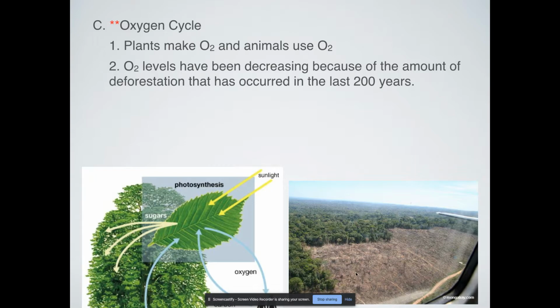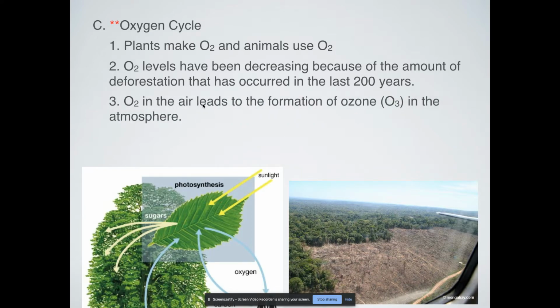And part of that is because of deforestation. If you chop down a bunch of trees that are making oxygen, they're no longer going to make oxygen anymore. And to make it worse, sometimes we burn those trees, and now we're making more CO2. And we just removed a gigantic oxygen-producing organism from Earth.